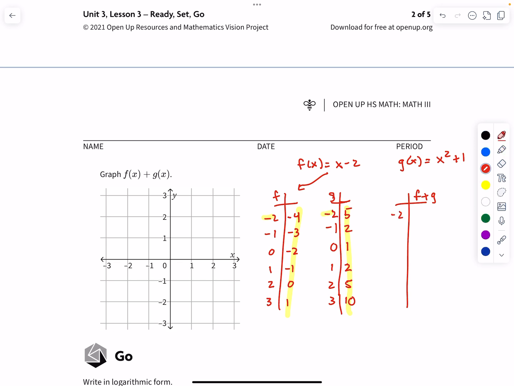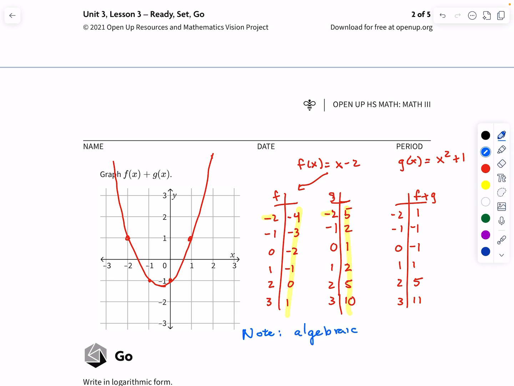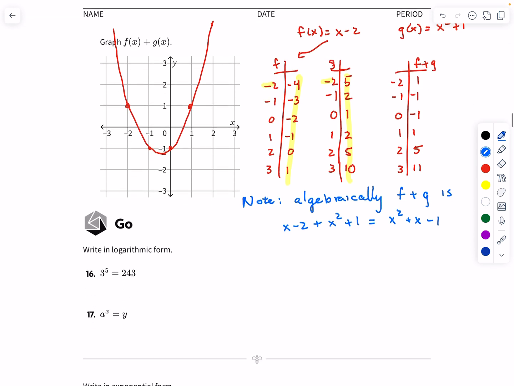Okay, so negative 4 plus 5, negative 3 plus 2, negative 2 plus 1, negative 1 plus 2, 0 plus 5, and then that's way off the curve, so whatever. Okay, negative 2, 1, negative 1, negative 1, 0, negative 1, 1, 1, 2, 5. Oh, look it. Okay, and then we have a graph of x squared plus x minus 1.